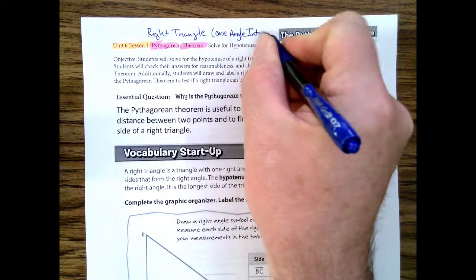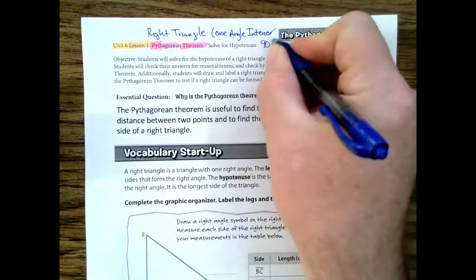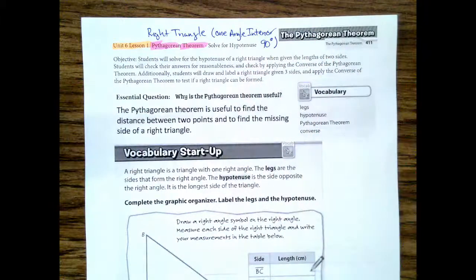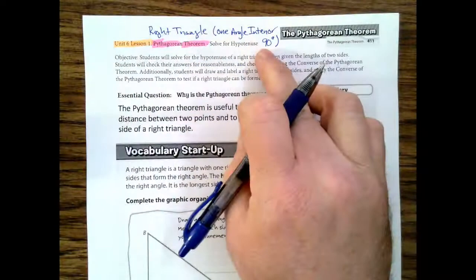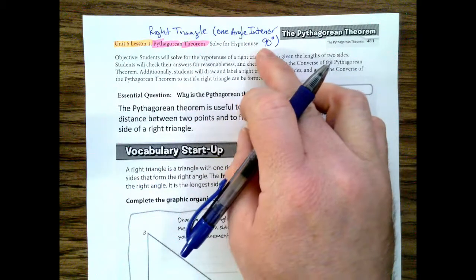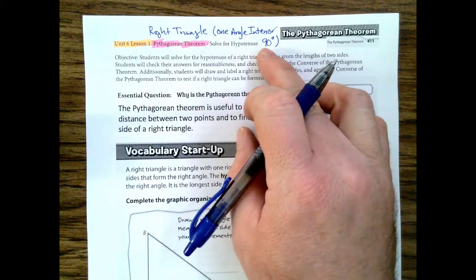A right triangle is called a right triangle because it has one interior angle that is 90 degrees, which means it's a fixed angle, which means there's only so many triangles that you can build with the other two angles.